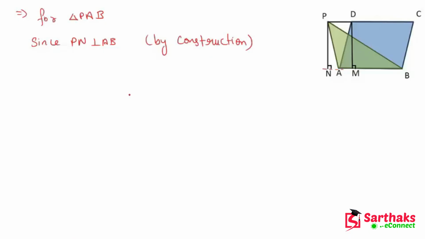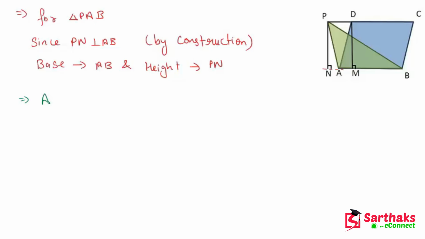Okay, got it? And base is what? So from this we can say that base is AB and height is PN. Height is what? PN. So we know that what is the area of any triangle? Half into base into height.